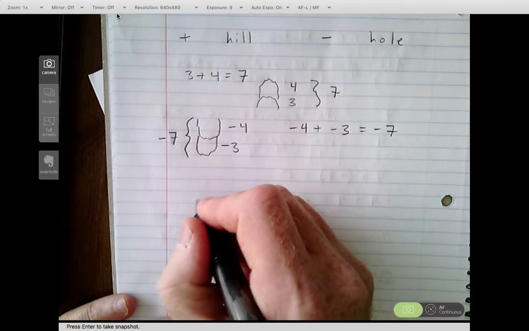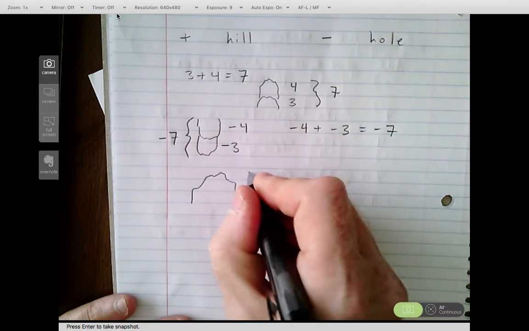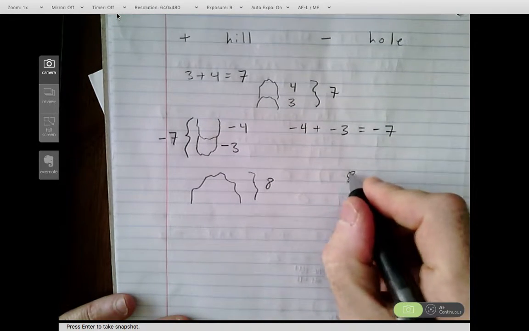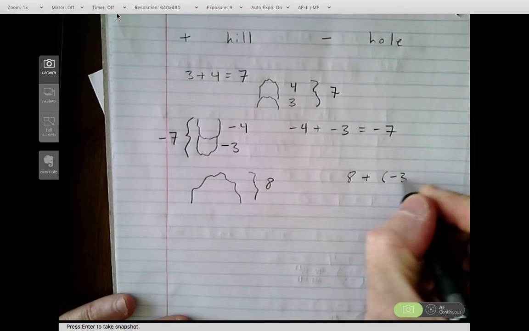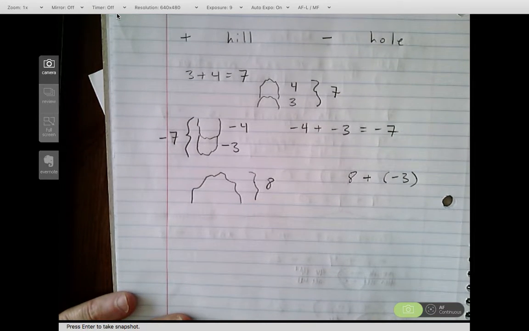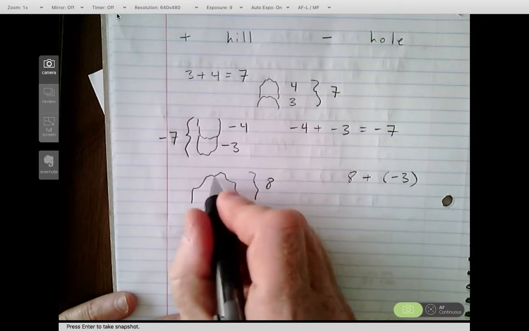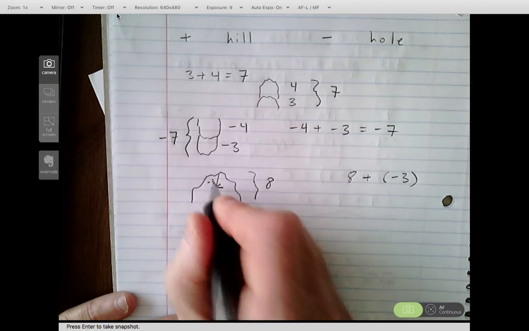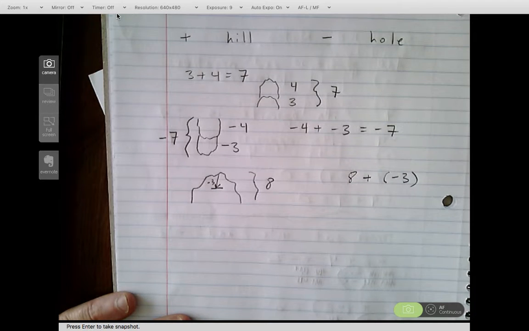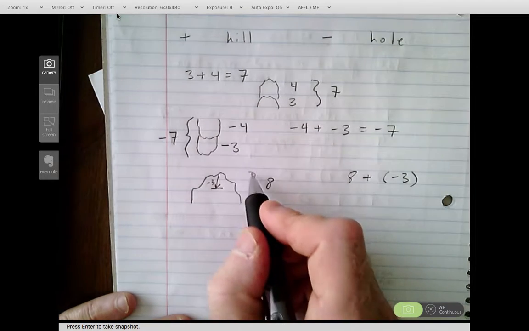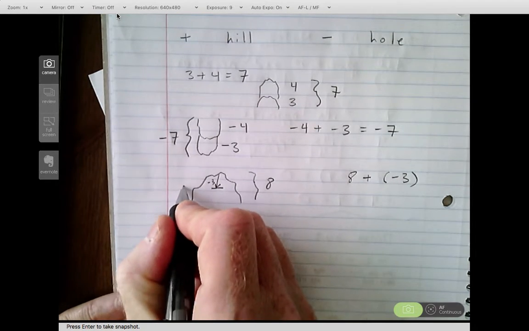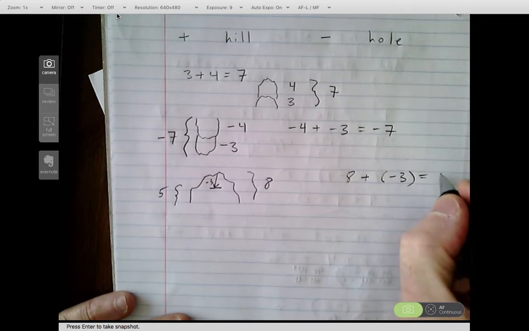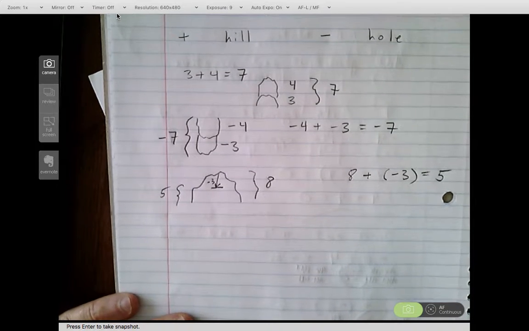So let's say I have an 8-foot hill, and I'm going to add to that negative 3. Okay, so what that means is I'm going to dig down 3 feet into my hill. And where do I end up? Well, if I start off at 8 feet and I go 3 feet down, I end up 5 feet up. So that's why the answer here is positive 5.